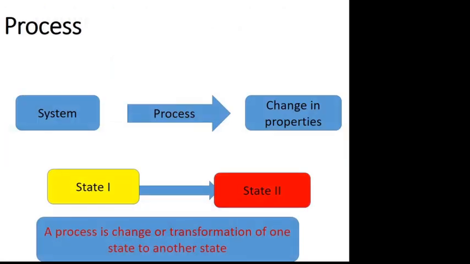Then processes. What is a process? A system in one state is converted to state 2. How will you identify that a system is converted from state 1 to state 2? That we can see by change in property. So a process is defined as a change or transformation of one state to another state, and it is determined by change in property. That is what is known as a process.